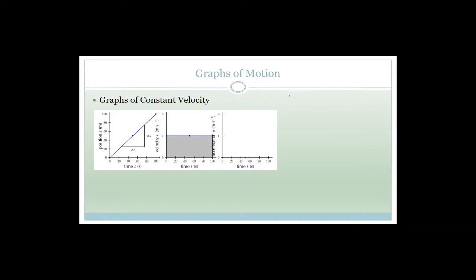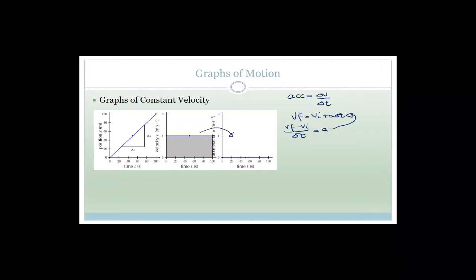But if you look at this, we know that acceleration is equal to the change in velocity over the change in time. If you don't believe me, remember the equation Vf = Vi + a Δt. That can be rearranged to (Vf - Vi)/Δt = a. In fact, this was the equation that was rearranged to form that. So we know that the gradient of this graph always gives you the acceleration. You can see that the gradient is zero because there is no change in the y values. Therefore, your acceleration is zero in this case.